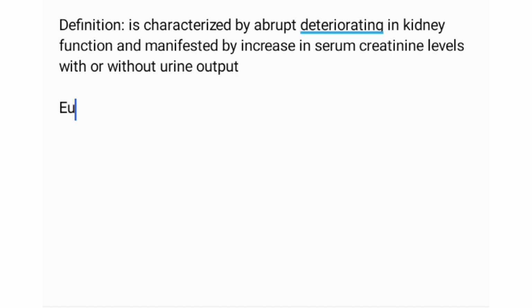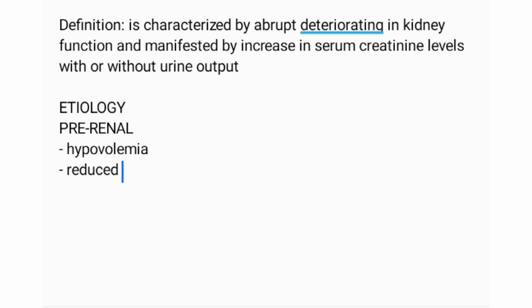Then the etiology. There is a classification for etiology. Under the causes of AKI, we have the prerenal, the renal, and the postrenal. Under prerenal, we can have hypovolemia. We can also have reduced cardiac output, for example in cardiogenic shock, which can cause someone to have AKI.